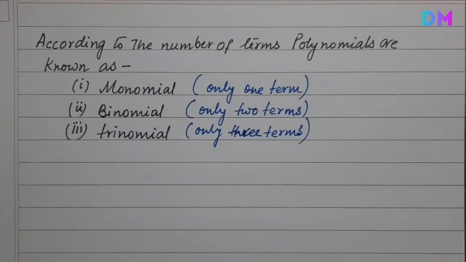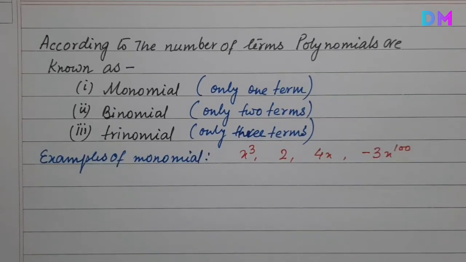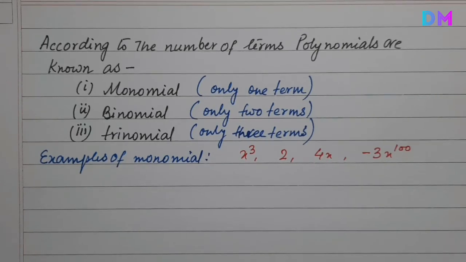Now, according to the number of terms, we call the polynomials monomial if it has only one term, binomial if it has two terms, trinomial if it has three terms, and so on. Now we can see some examples of monomial, binomial and trinomial. The examples of monomial are x cube, 2 or 4x or minus 3x to the power 100. So these are all single term polynomials. Now this is not depending on the degree. The degree can be anything. If there is only one term, then the polynomial is known as monomial.